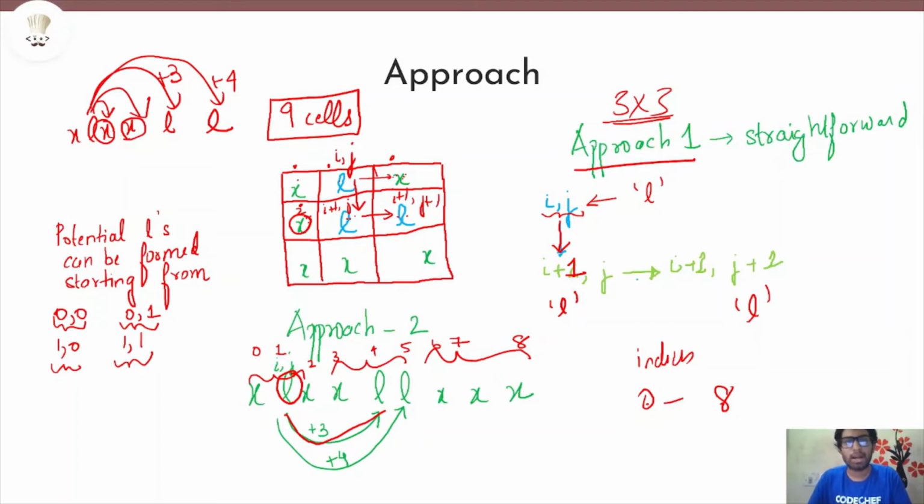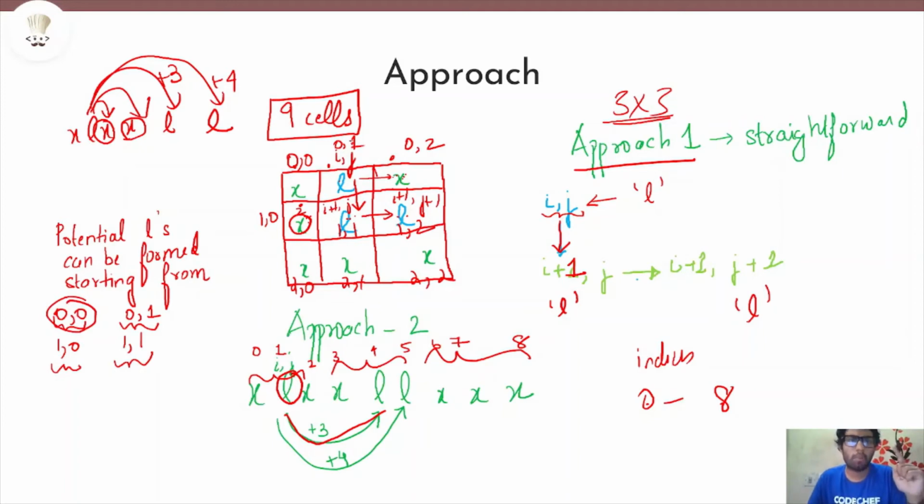For example, let's assume that I'm using 0 based indexing. This is 0, 0, this is 0, 1, this is 0, 2, this is 1, 0, this is 1, 1, this is 1, 2, this is 2, 0, 2, 1, 2, 2. So the starting cell is 0, 0. Starting from 0, 0, can I get an L? Yes, if my 0, 0 is L, if my 1, 0 is L and my 1, 1 cell is L, there is a potential of an L formed starting from index 0, 0. This is a potential starting point for my L.